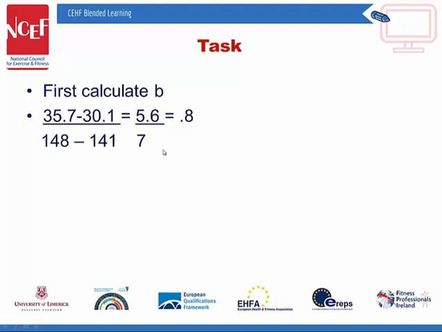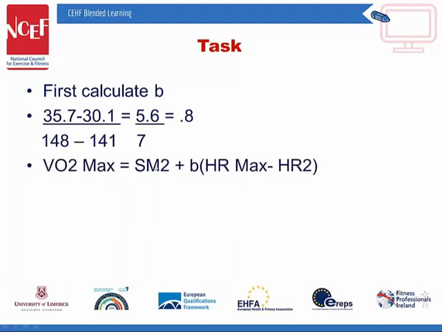Now we've calculated B. The next thing we have to do is find VO2 max. So VO2 max again, submaximal workload 2 plus B, heart rate max minus heart rate 2 in brackets. Again, put all the information into the formula and write it out. So submaximal workload 2 is 35.7, we read that off the chart, plus 0.8, we've just worked out B. Heart rate max is 220 minus the age, so 220 minus 30 is 190, minus 148, which was heart rate 2, the last heart rate he got at workload 2.